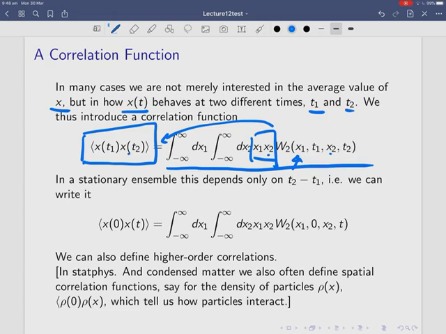In a stationary ensemble, this correlation function can only depend on t2 minus t1. So that must mean we're able to write it like this. We've got x(0), we can put the first one at 0 if we wanted to, x(t), and then we write it like this because we've only got one variable here. Okay, we could have chosen any variable here. We could have chosen tau, and this would be x(tau) times x(t plus tau).